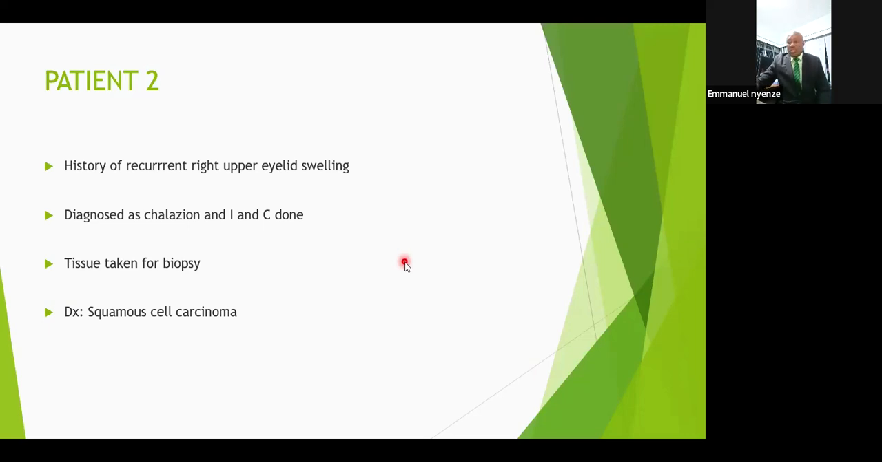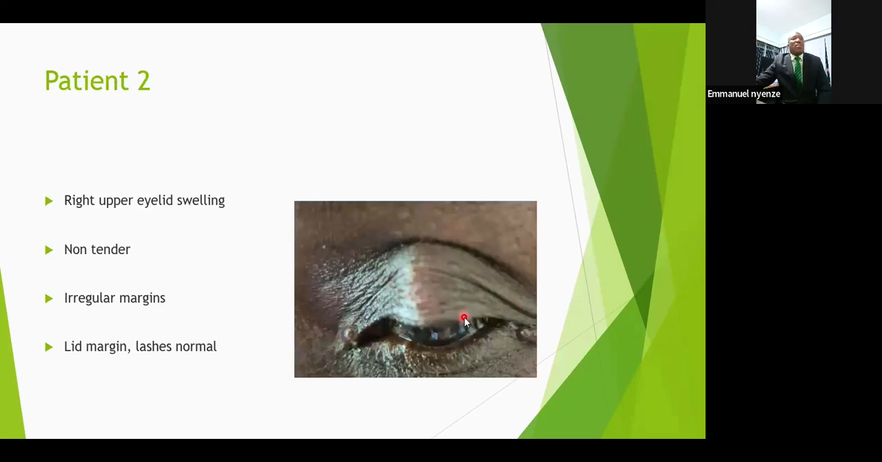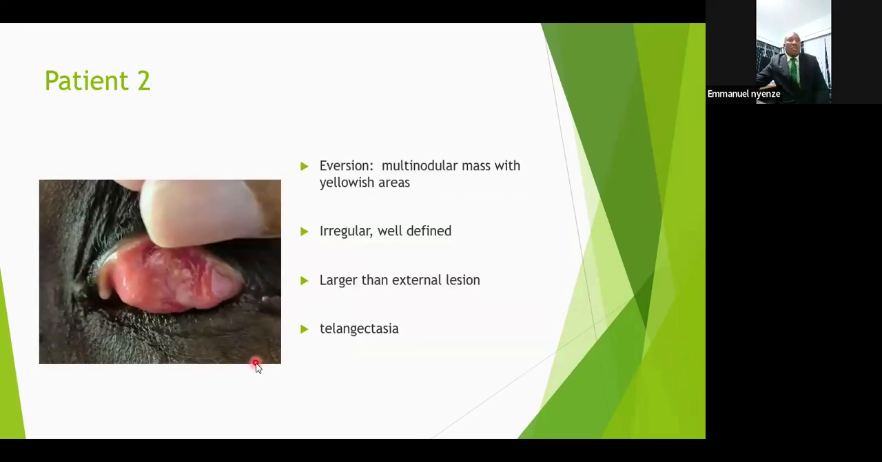So when the patient presented to us at Kenyatta National Hospital, this is how the patient looked. Upper lid swelling, looked well defined, non-tender. If you felt the margins, they were irregular. Sometimes people could be tempted to think this is the extent of the lesion, but you'll see that is not the extent when you evert. The lid margin and the lashes were normal, which is typical for sebaceous gland carcinoma, as opposed to squamous cell carcinoma.